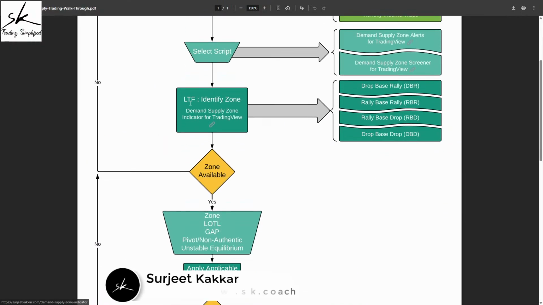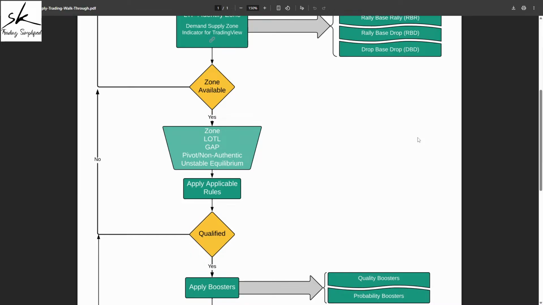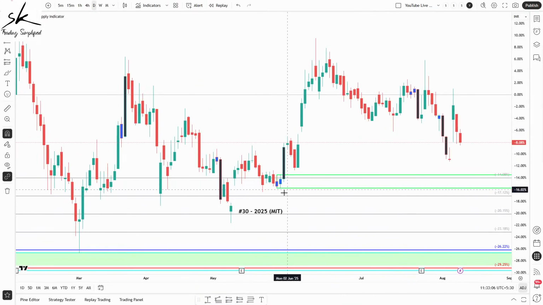So what I am supposed to do now is go to the lower time frame and identify a zone. And by zone we mean any of these 4 structures. It can be a drop base rally, rally base rally, rally base drop, or a drop base drop. So let's go to the lower time frame, and here you can see the indicator is already applied. Since the indicator is already applied, you can see it is identifying demand supply areas for us. So it is telling us this is where we have a drop base rally structure.